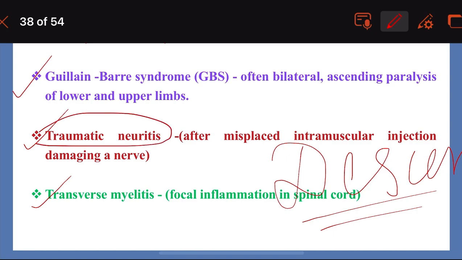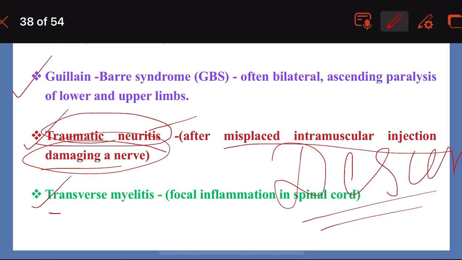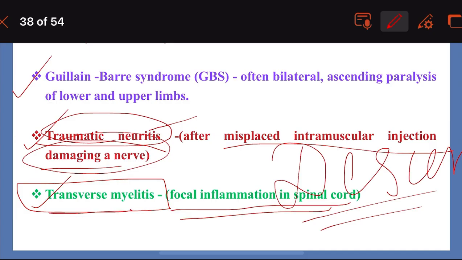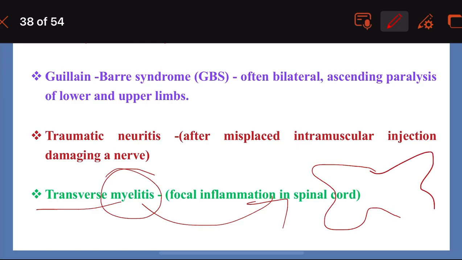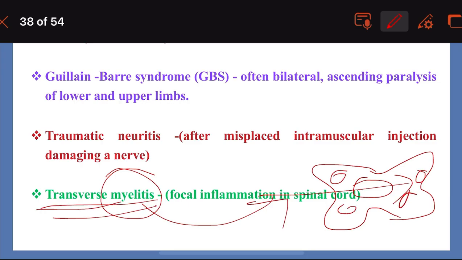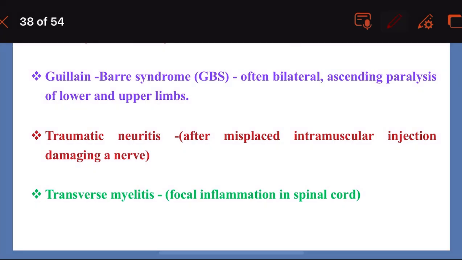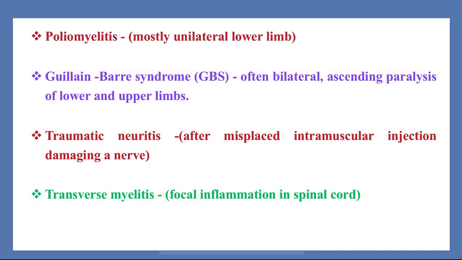Traumatic neuritis is an inflammation of the nerve after a misplaced intramuscular injection which damages a nerve. And we have transverse myelitis, where there is a focal inflammation in the spinal cord. We know myelitis refers to the inflammation of the spinal cord. The transverse is because there is a transverse involvement of the spinal cord. Is it clear?